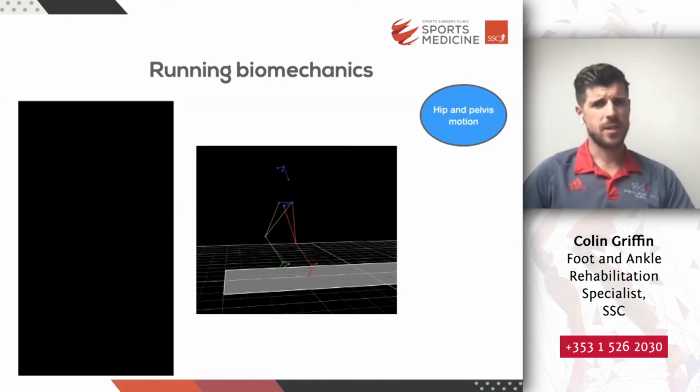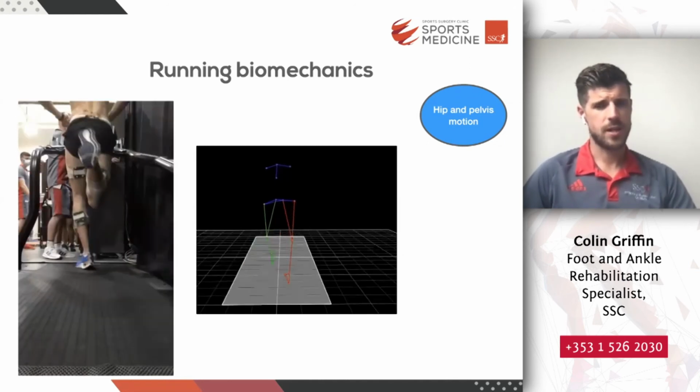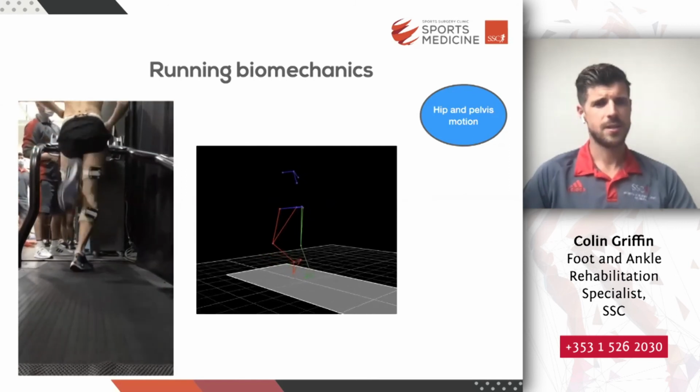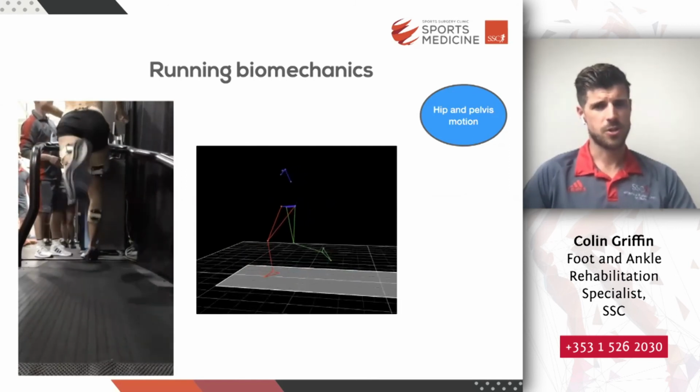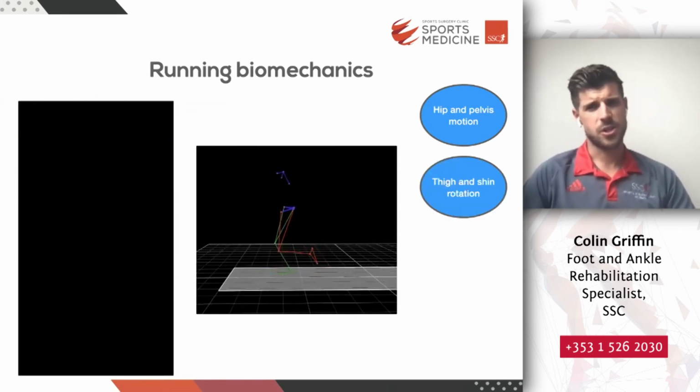So again, some of the key things we look at here are hip and pelvis motion. So how much hip adduction and internal rotation occurs. Do they have a forward pelvis tilt that increases throughout the stance phase, or does their pelvis drop on one side if you're looking at them from behind? We also look at thigh and shin rotation.